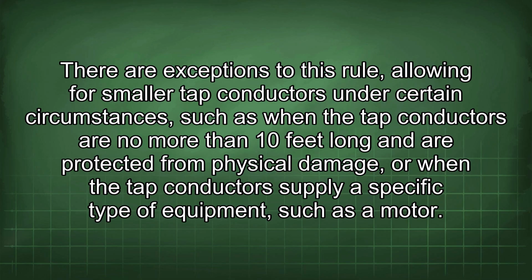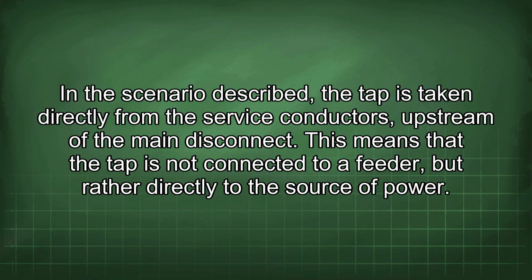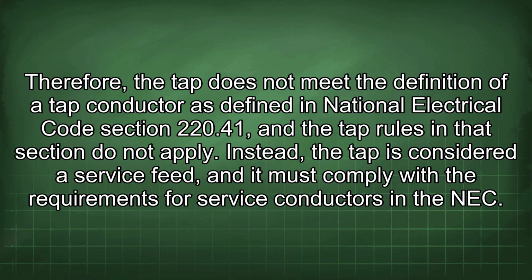There are exceptions to this rule, allowing for smaller tap conductors under certain circumstances, such as when the tap conductors are no more than 10 feet long and are protected from physical damage, or when the tap conductors supply a specific type of equipment, such as a motor. In the scenario described, the tap is taken directly from the service conductors upstream of the main disconnect. This means that the tap is not connected to a feeder, but rather directly to the source of power. Therefore, the tap does not meet the definition of a tap conductor as defined in National Electrical Code section 220.41, and the tap rules in that section do not apply.